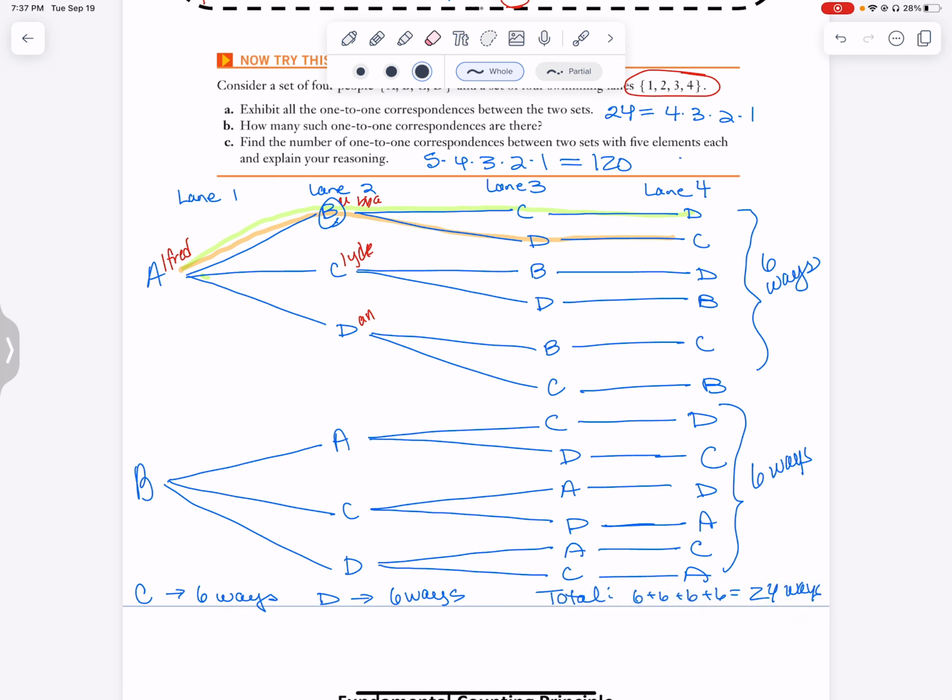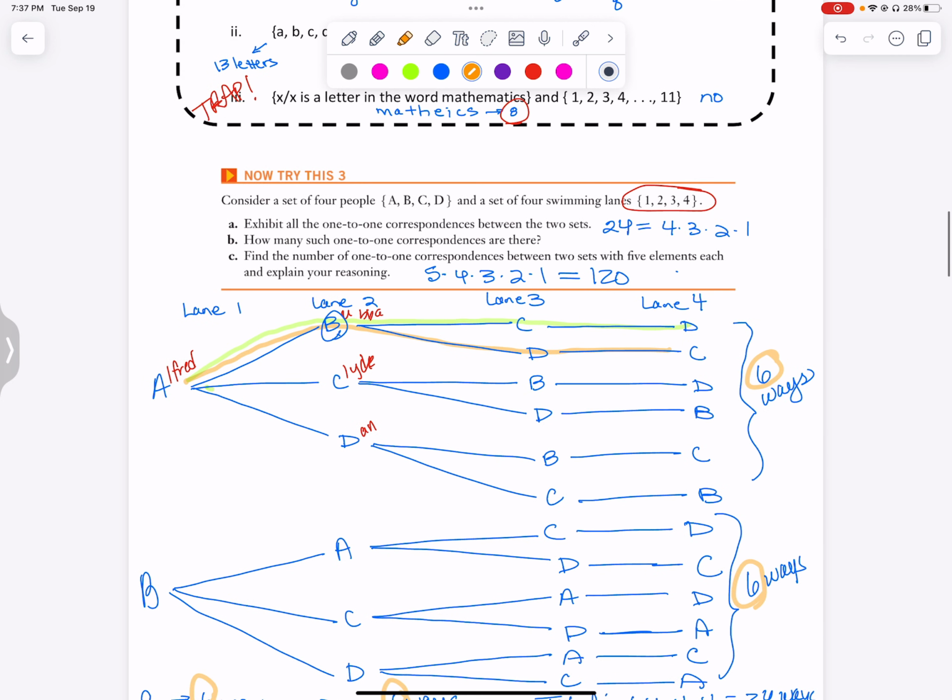So our total is 24 ways, right? Because we have 6 ways for Alfred, 6 ways for Bubba, 6 ways for Clyde, and 6 ways if we had Dan in that first lane. So total is 24 ways. Now, notice that we had 4 people. If you multiply 4 times 3 times 2 times 1, notice what you get. You get 24.